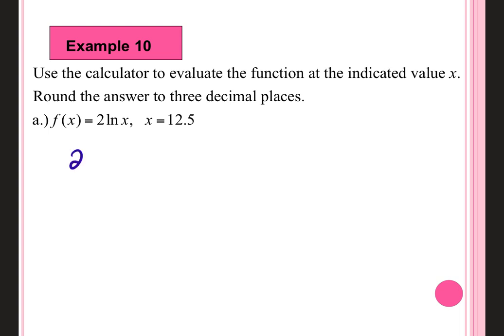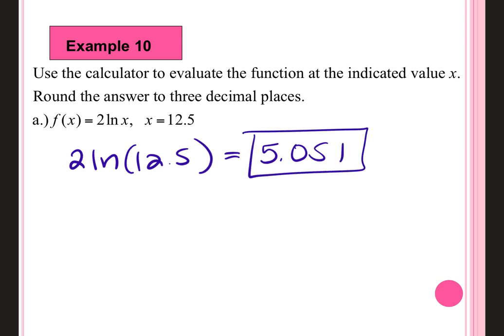So this is 2 ln 12.5. You don't need to change that to log base E. You just do 2 ln 12.5. And I get 5.051. Easy stuff, right?